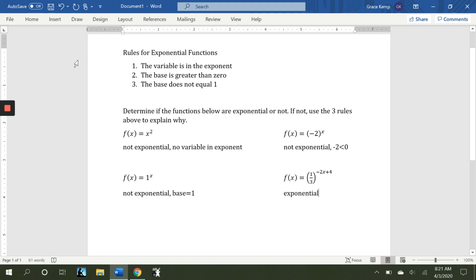All right, so I hope this gave you guys a little bit more practice, maybe a bit of a better understanding of how to determine if something is exponential or not.